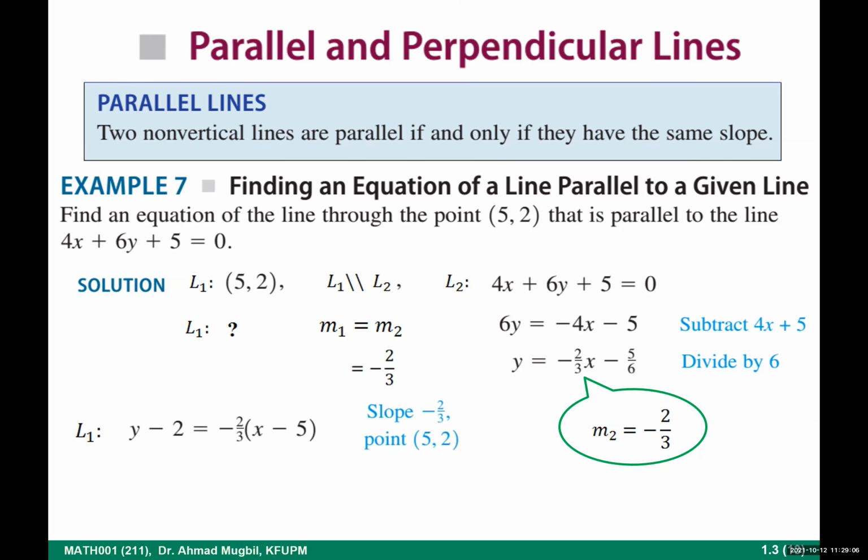Now we will simplify. We will always write it in the general form. Multiply by 3, combine and rearrange the terms, and you have this equation. This is the equation of the line that we are looking for.